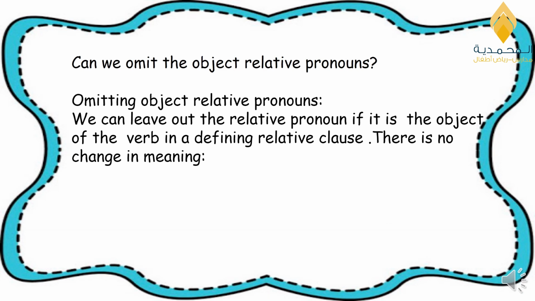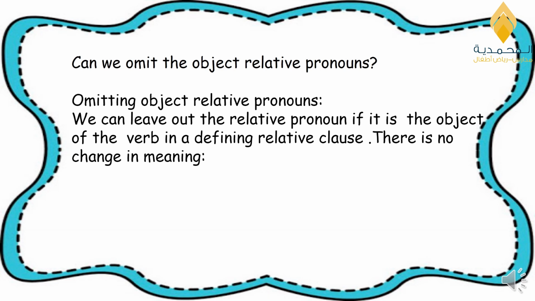Okay. Now, after differentiating between the subject and the object relative pronoun, I want to ask you something. Can we omit? Omit means delete. The object relative pronouns, can we delete them? Yes, we can. Omitting object relative pronouns: we can leave out the relative pronoun if it is the object of the verb in a defining relative clause. There is no change in meaning.